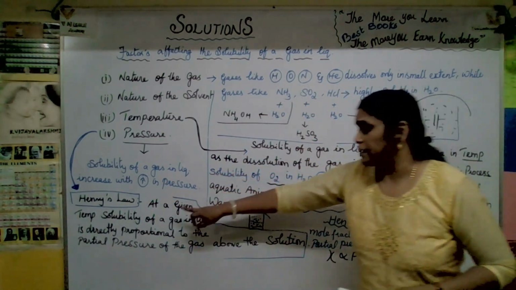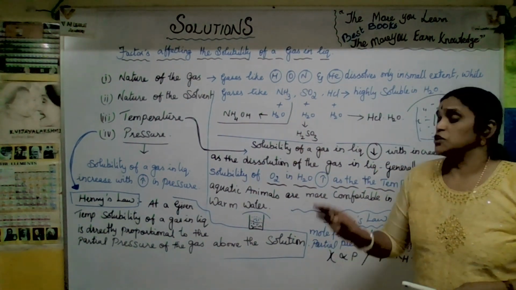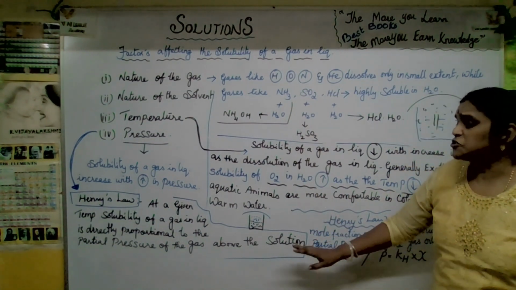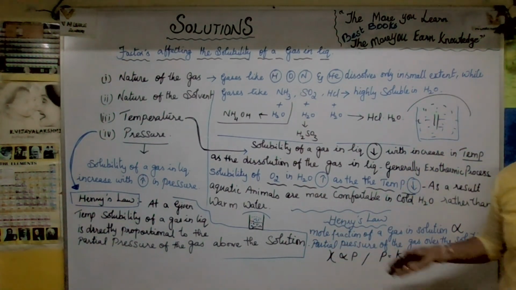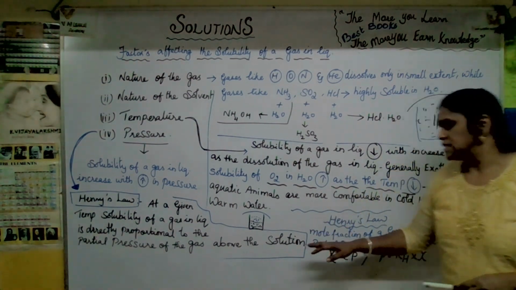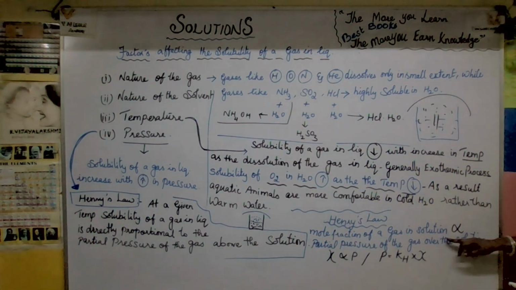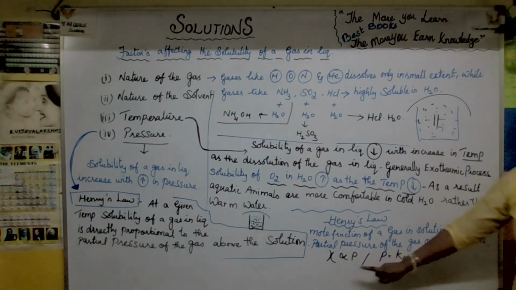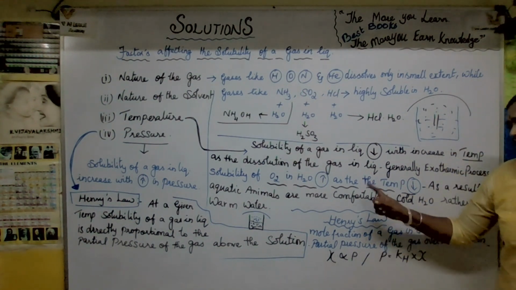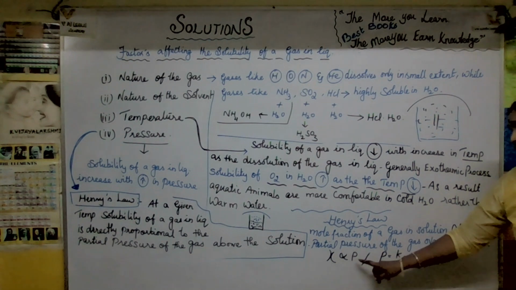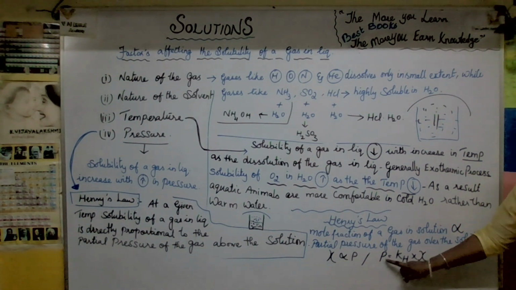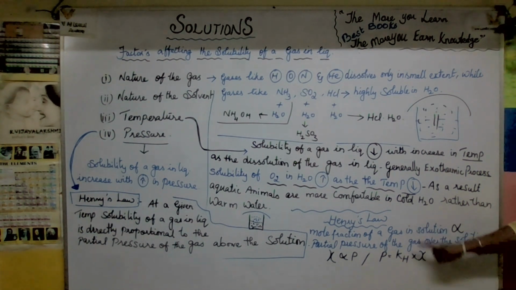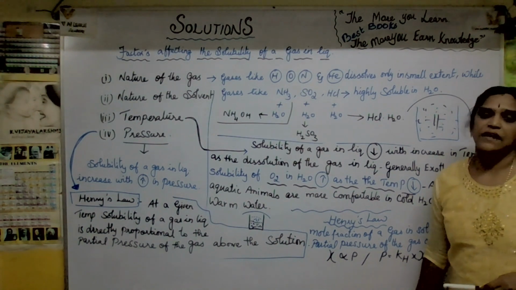Directly proportional. So I'll read it once again. At a given temperature, the solubility of a gas in liquid is directly proportional to the partial pressure of the gas above the solution. You can mention the mole fraction also. In the same way, the mole fraction of the gas in solution is directly proportional to the partial pressure of the gas over the solution. Chi is the mole fraction symbol. Chi is directly proportional to partial pressure. So, partial pressure equals Kh into chi. Chi is the mole fraction, and Kh is Henry's constant.